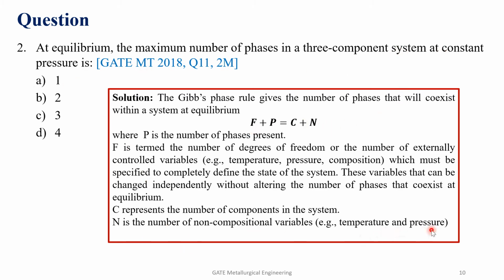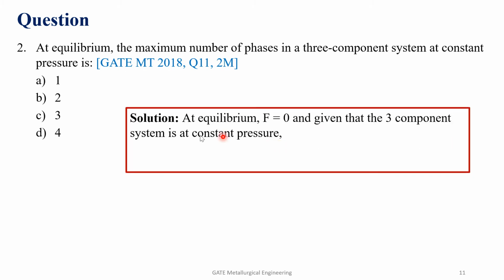Usually when there is both temperature and pressure, N should be equal to 2. But in our case, since pressure is constant, we are taking N is equal to 1. So what happens at equilibrium? F is equal to 0, three component system at constant pressure. 0 plus P is equal to 3 plus 1, which gives P is equal to 4.